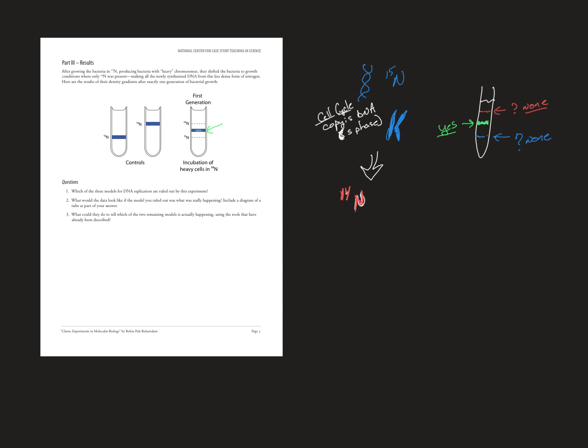So if we grew the bacteria in nitrogen 15, and if we stopped there, we would expect there'd be a band here because all the DNA would be here. We got rid of all the proteins, all the carbohydrates, all the RNA. There's nothing but DNA in this experiment as far as we're concerned. And then we grew it in nitrogen 14. What would the semi-conservative model say?